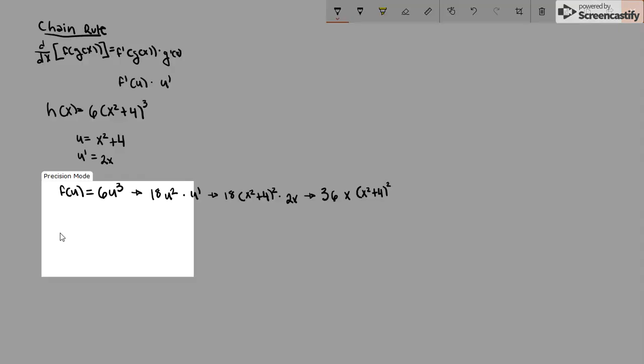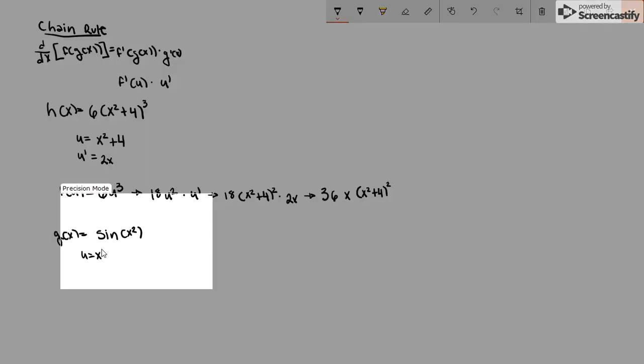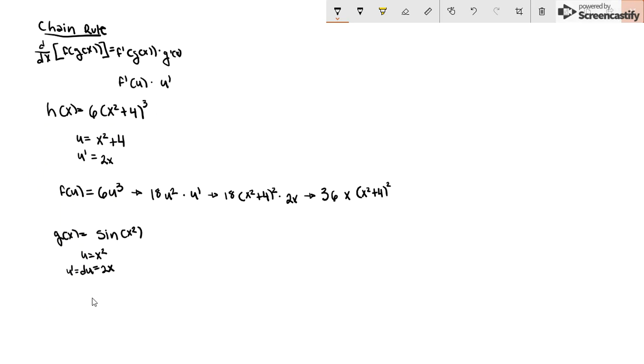So let's say we have g of x is equal to sine of x squared, and you want to take the derivative of that, right? So again, your u function is always the thing inside, right? So u equals x squared, du is 2x, or u prime. So this is also u prime. There's a lot of words for that.